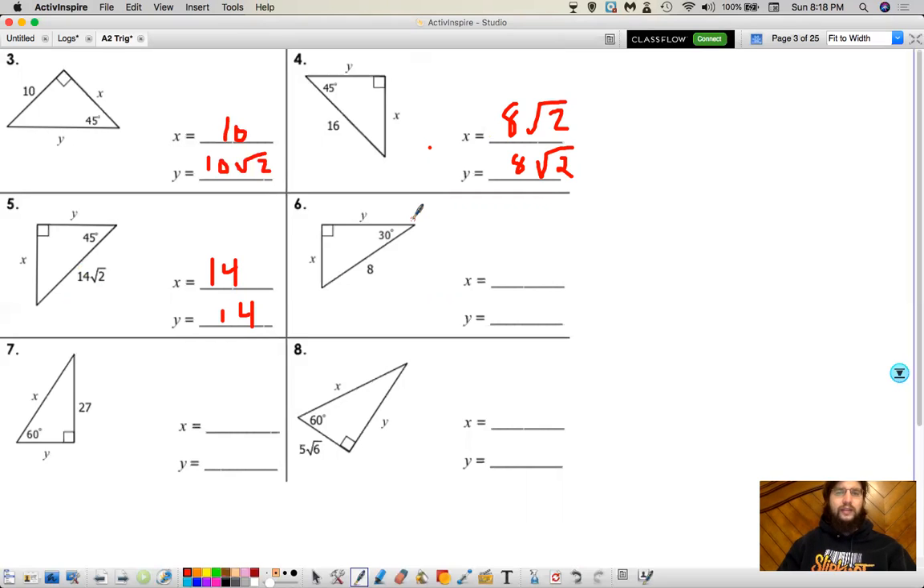Here, oh wait, that's a 30, 60, 90. Across from this one is the short leg, which is half of the hypotenuse. So the hypotenuse is 8. That makes that 4. The long leg, or also 60, is 4 times the square root of 3.